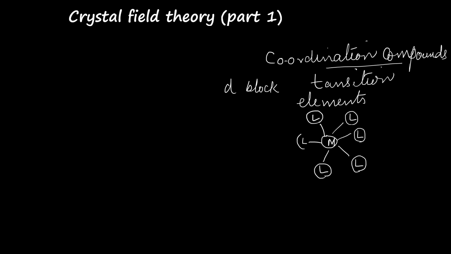I use the letter M for the metal ion and L for the ligands attached to it. In order to explain the structure, that is, the shape and properties of coordination complexes formed by the transition elements, the concept of overlap of hybridized orbitals is not sufficient. Those concepts were discussed in 11th standard.